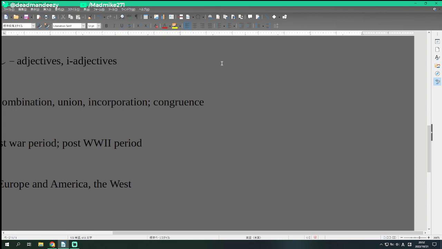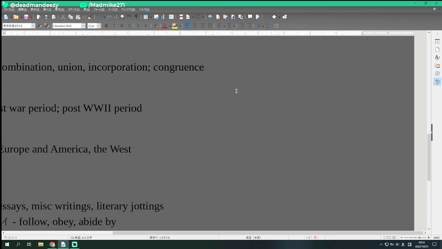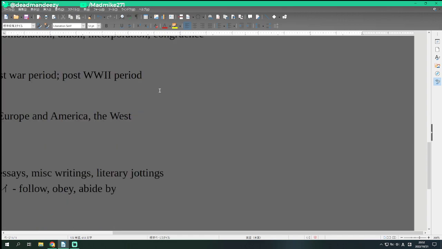Adjectives or i-adjectives are keiyoshi, or parts of speech that contain some shape. Keiyoshi are adjectives. Combination, union, or incorporation is godo. Go on the left side for joining and suiting, and do on the right side for the same or alike. Godo is combination or union.